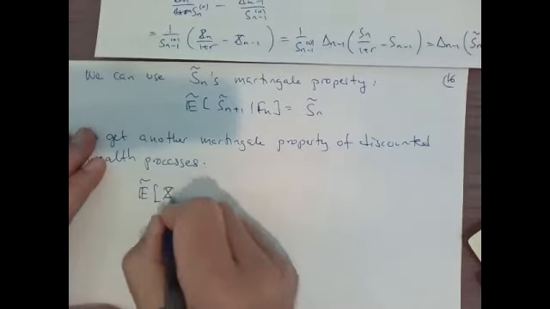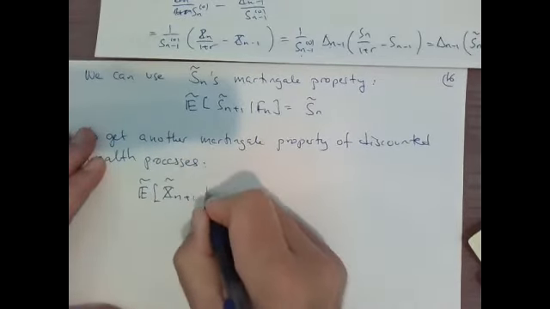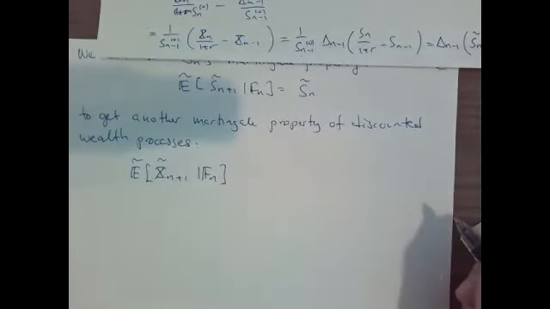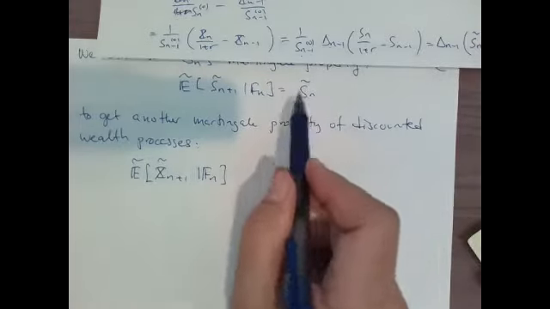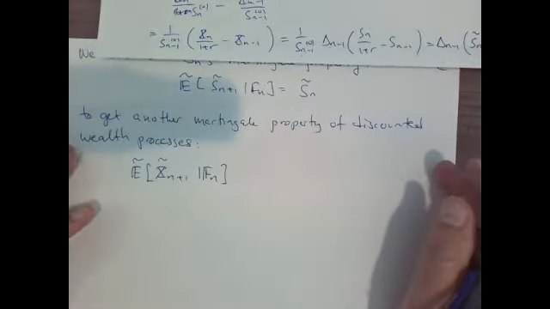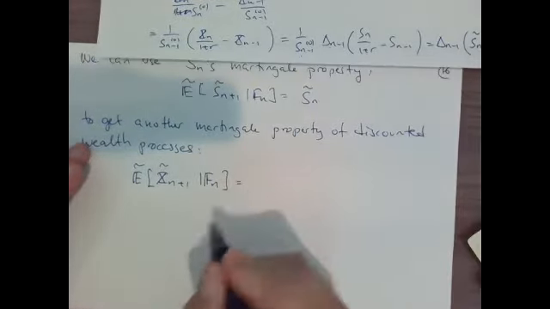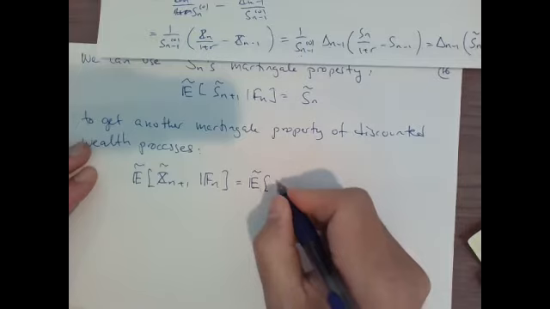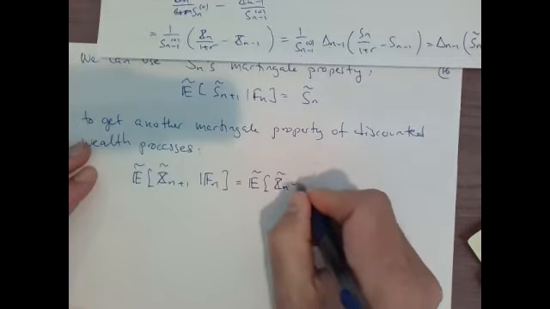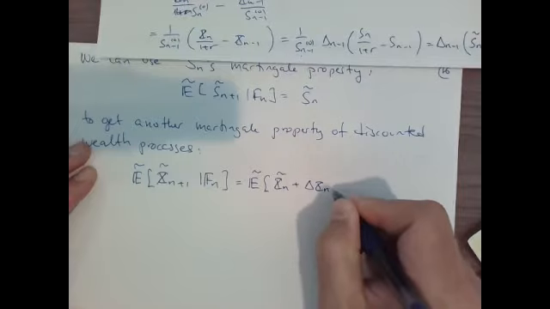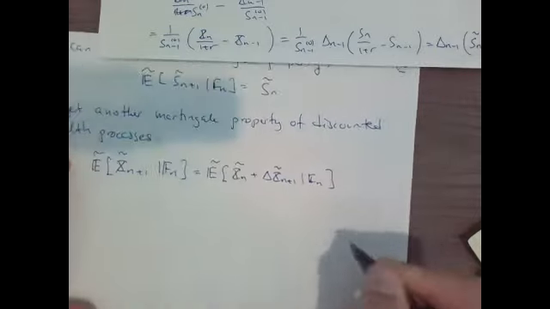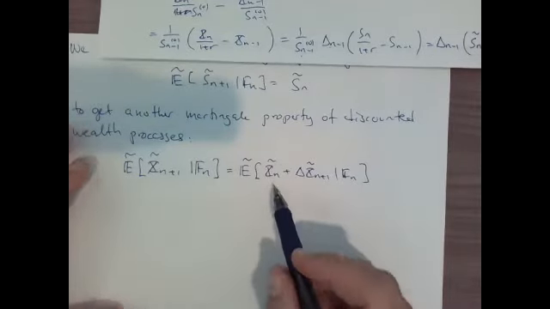We get here X tilde n plus 1 conditional on Fn. This is the one that I want to prove is equal to X tilde n. Much like what you have up here, but here you have it for the stock. Now we're also talking about getting it for the wealth process. Okay, so we'll use the relationship between Xn plus 1 and Xn. Here you're going to get the change given Fn. So that's just the definition.